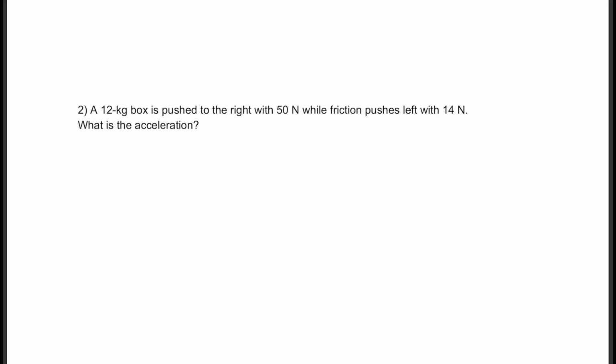A 12 kilogram box is pushed to the right with 50 newtons, while friction pushes left with 14 newtons. What is the acceleration? What I'm going to do is draw out the box, and it's being pushed to the right, this way, with 50 newtons of force. But friction is pushing back on it with 14 newtons.